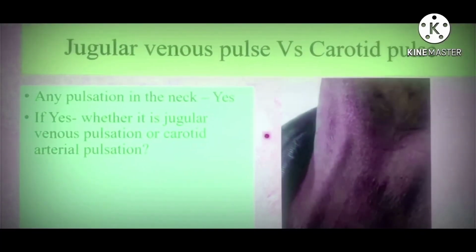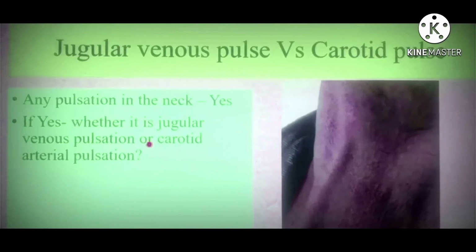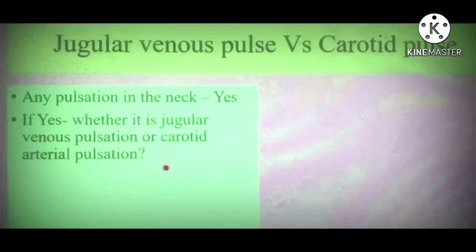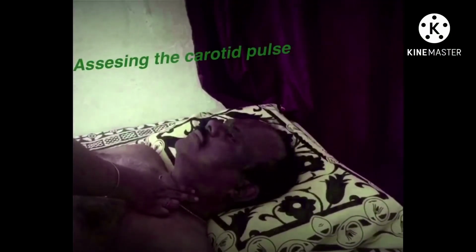Look for any pulsations in the neck. If yes, then look whether it is jugular venous pulsation or carotid arterial pulsation. Examining the carotid pulse with the index and the middle finger.